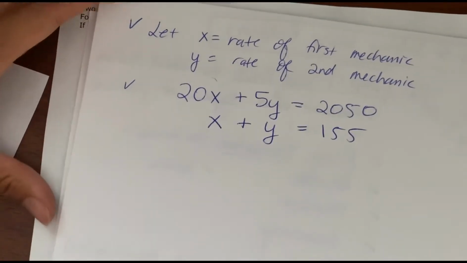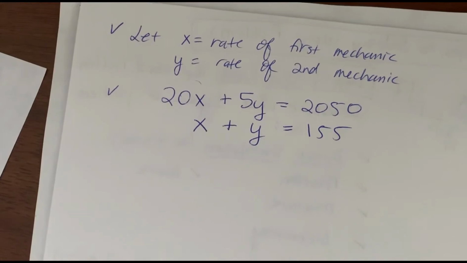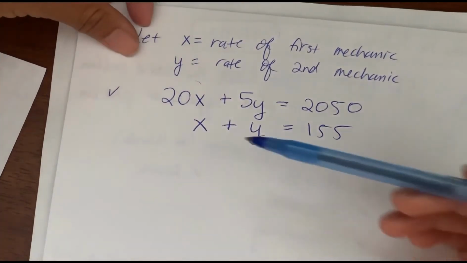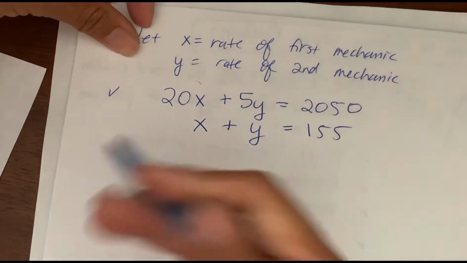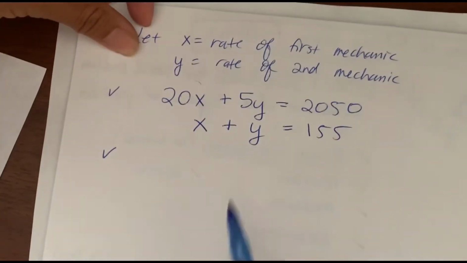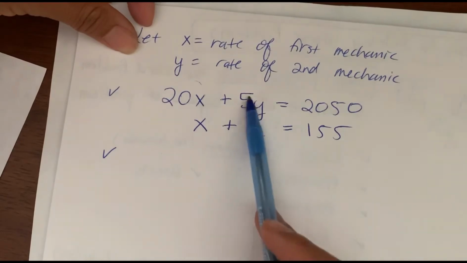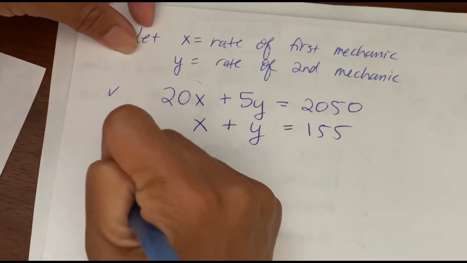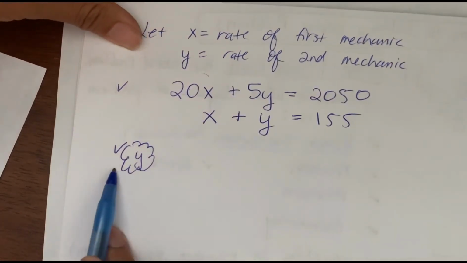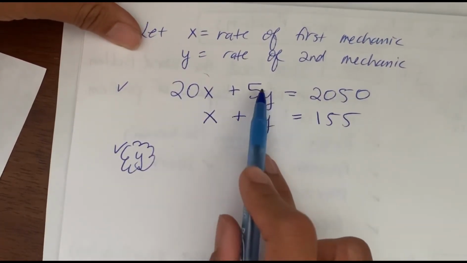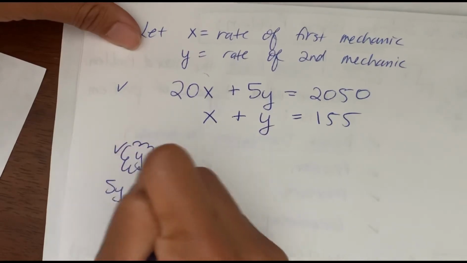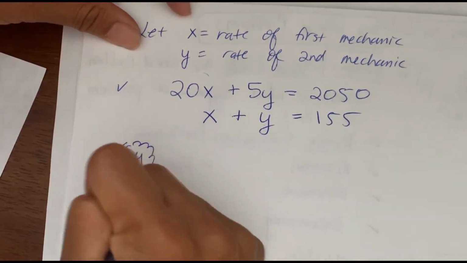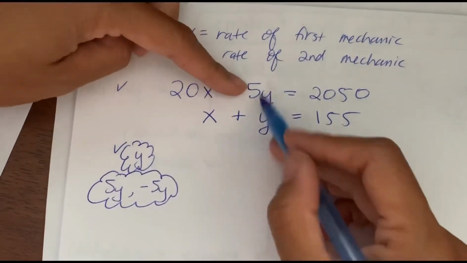So I'm done reading the problem now, and I have two equations and two unknowns. So now I could use the method of substitution or the method of elimination. I personally like the method of elimination better because these are already lined up. So I'm going to use the method of elimination, and I'm going to think to myself, let's get rid of the y. And I want them to be opposites of each other. So I want 5y and negative 5y. So that's what I'm thinking in my head.